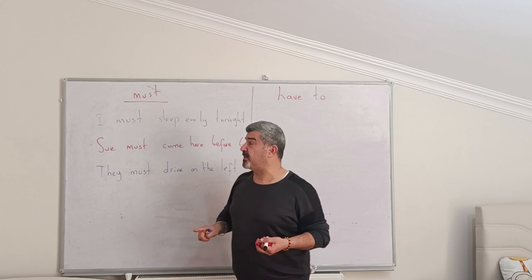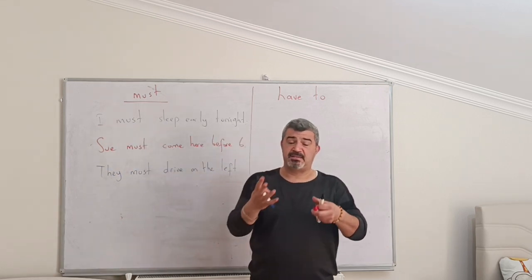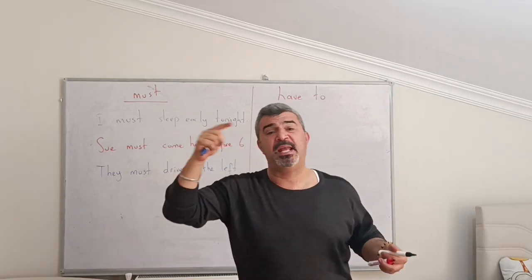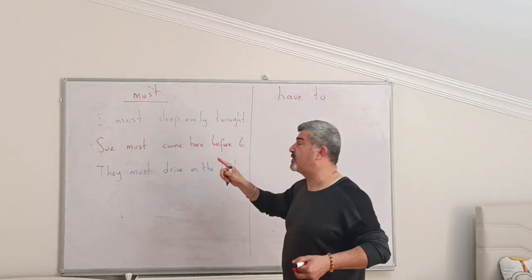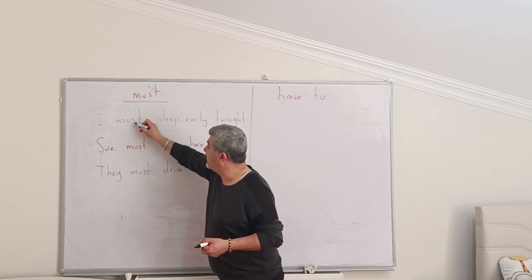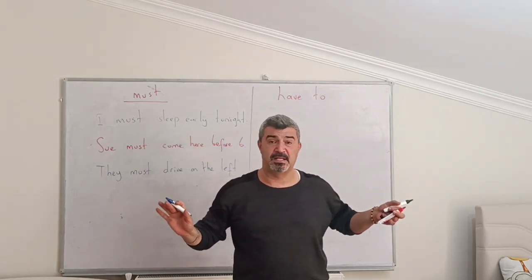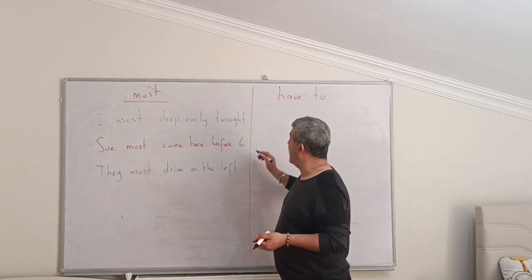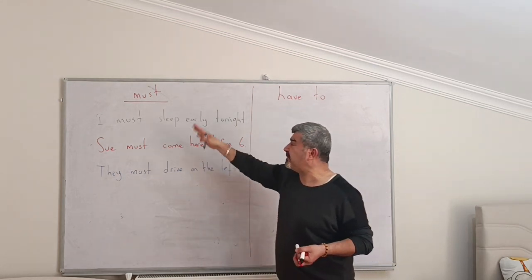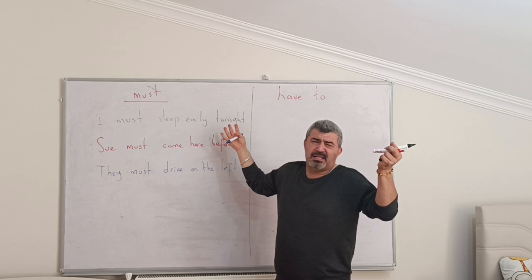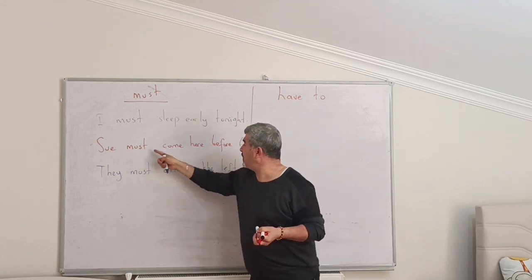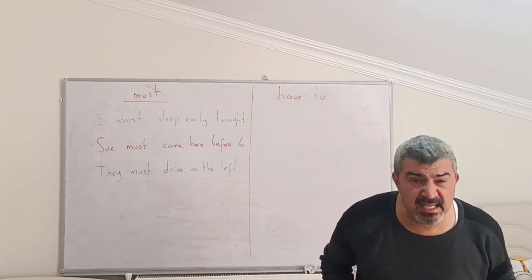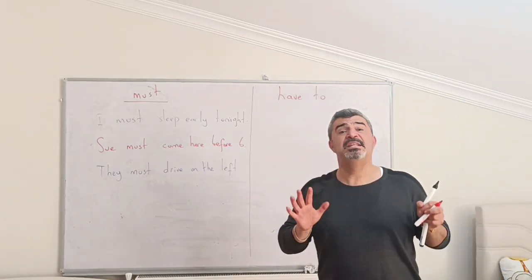Let me remind you something. With all the subjects, with I, with you, with he, with she, with it, with we, you, they, with all the subjects, we use must, nothing else. Okay? We use must. And with have to, okay, let me tell you about must first. What does it mean? Sue must come here before 6. We said it is a necessity.